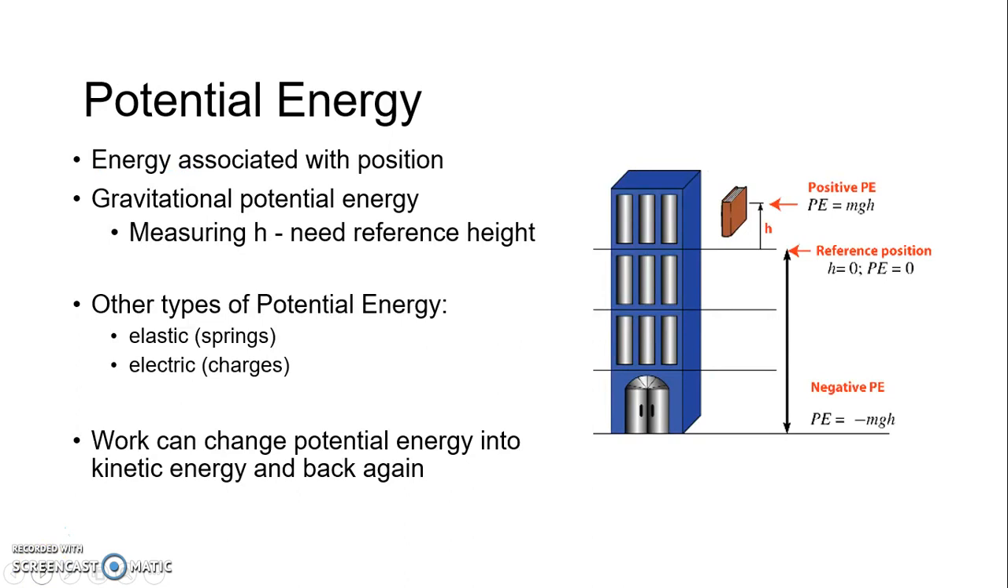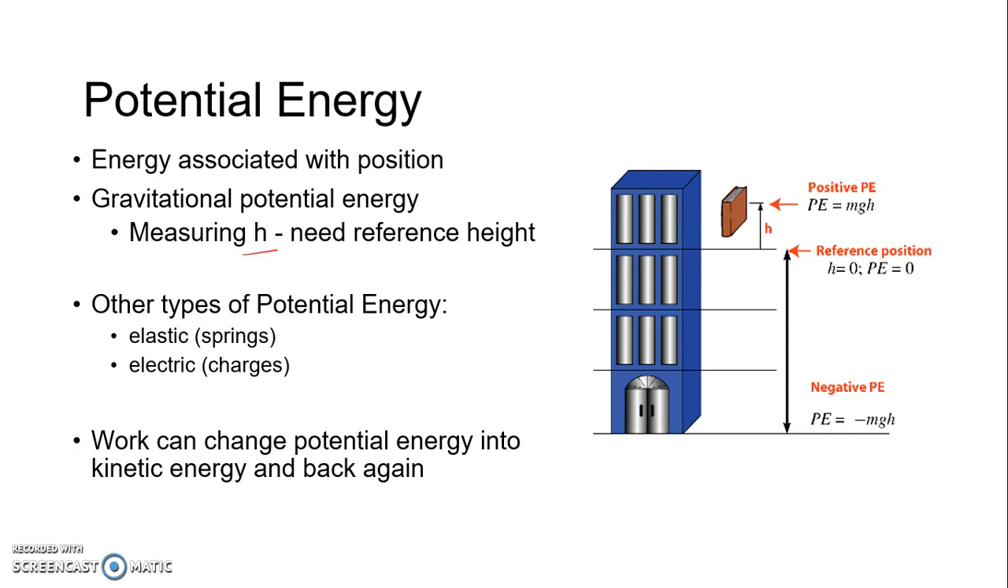First of all, potential energy is, again, the energy associated with position. There are different types of potential energy. One of the primary ones we use is gravitational potential energy. In other words, it is the energy of an object that has the potential to move due to the forces of gravity. So how far can an object move? Well, that depends on the height h of an object.